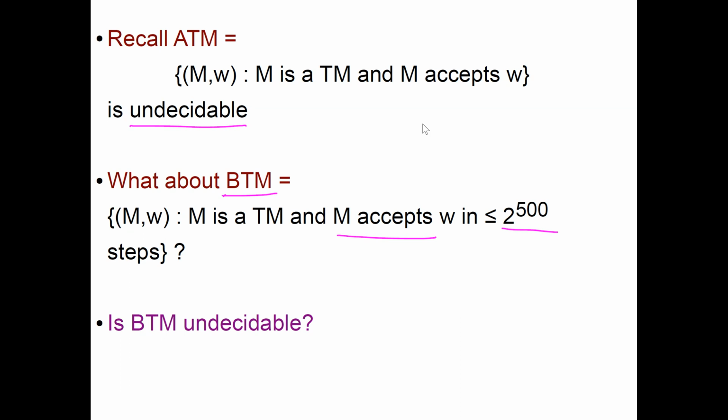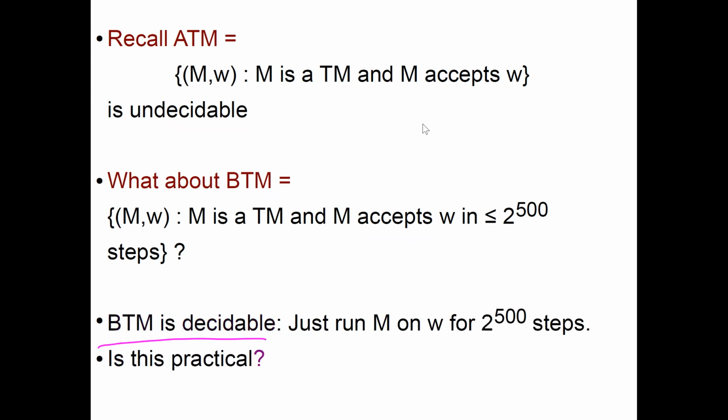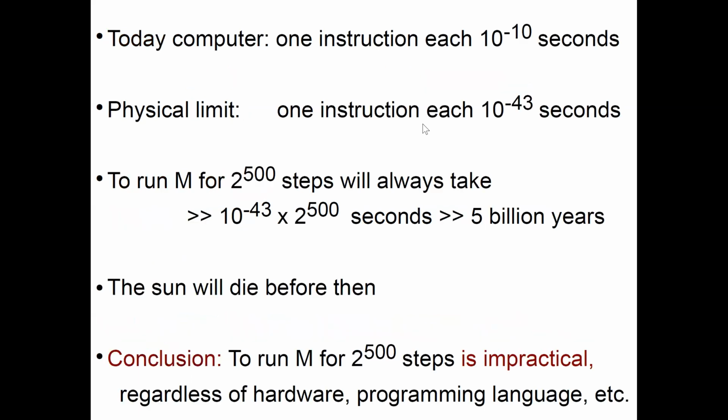No, BTM is decidable. Why? We just run M on W for this many steps, done. Okay, just need to wait long enough. Okay, but is this practical? It's not. Well, let's throw in some numbers.